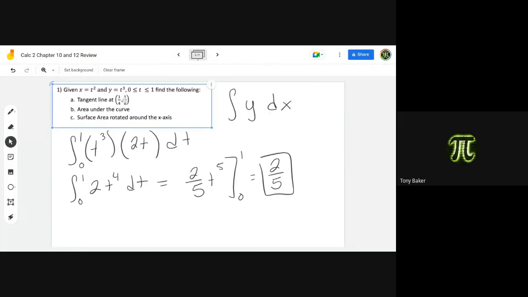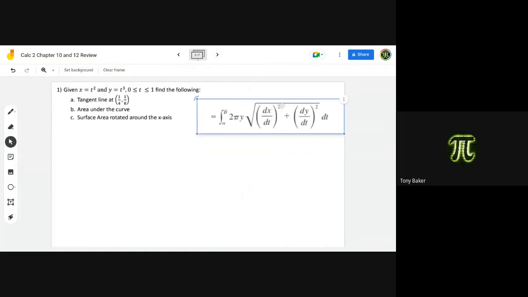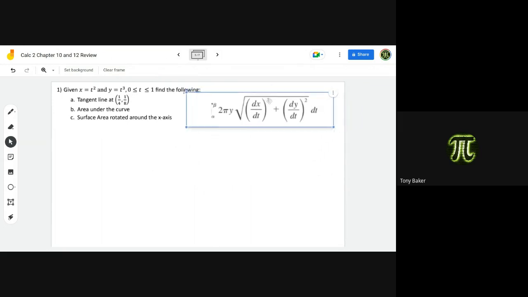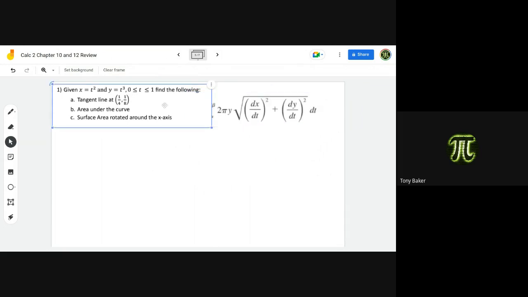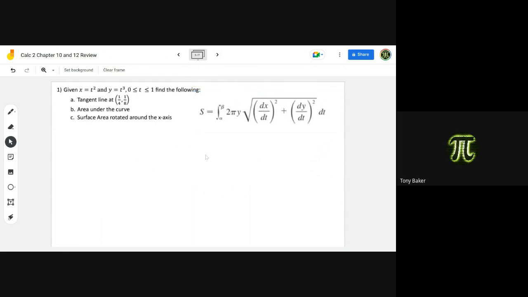So we've got the surface area rotated around the x-axis. There was no point in me having you find the arc length, because to do the surface area, you've got to use arc length anyway. So just two birds, one stone. We're rotating this around the x-axis, and we're still doing it from 0 to 1.